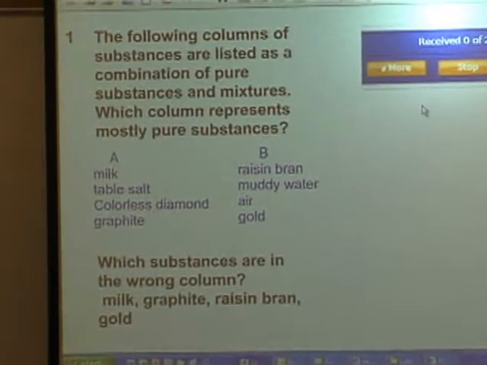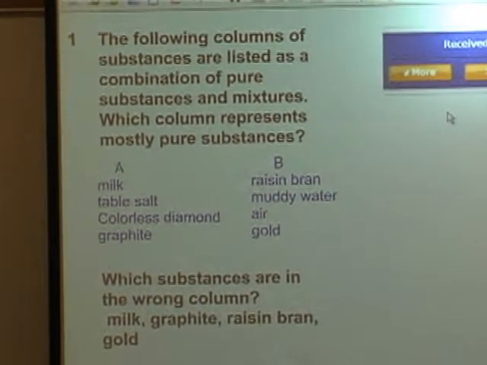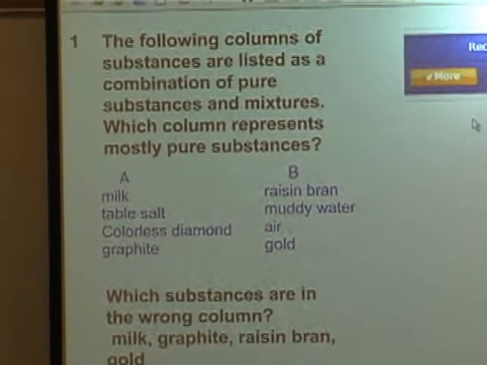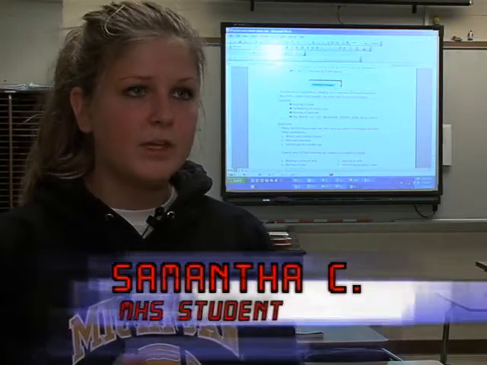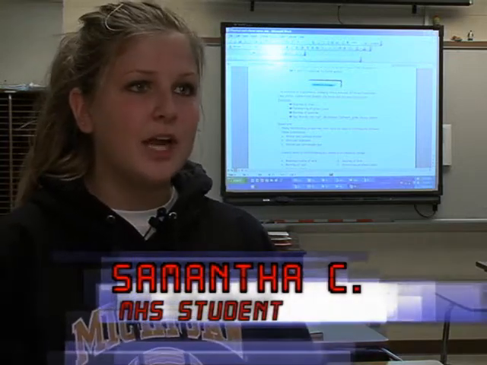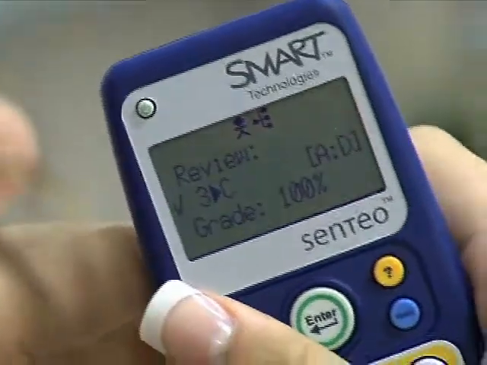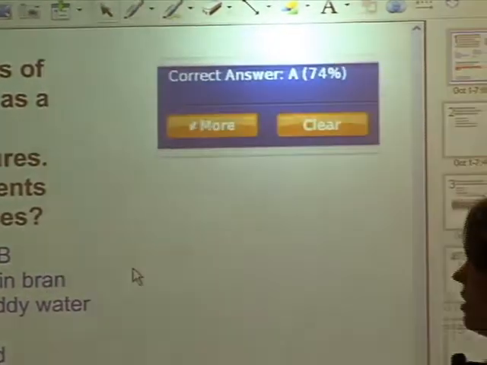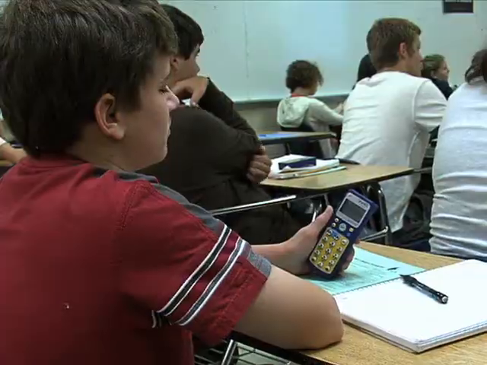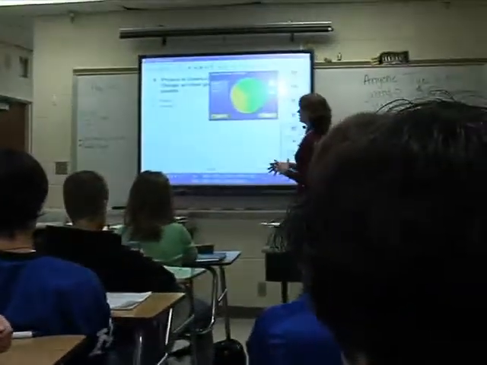Which column represents mostly pure substances? A or B? She posts questions on the smartboard, and then we take our clickers and type in either true or false or like A, B, C, or D, and then enter, and then it'll tell us if we got it right or wrong. And then on the board it shows the percentage of right and wrong answers. I like it because you can see what everybody else did and see that you're not the only one thinking what you thought. And I like getting your results of what your answer was right away.